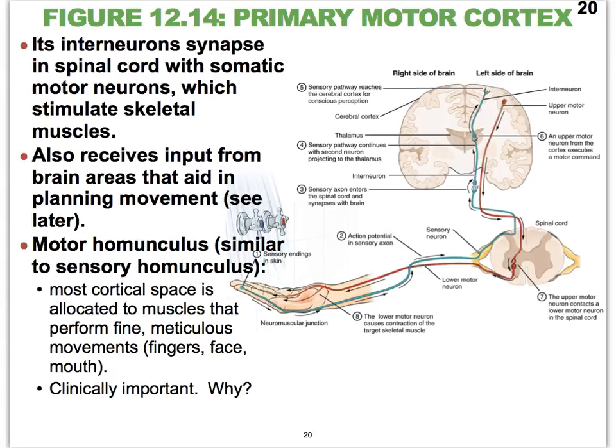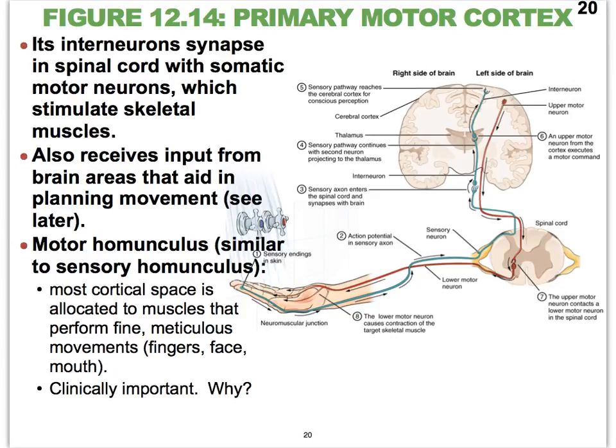Now, in order for these action potentials to fire from the primary motor cortex, we're going to also need help from areas that are involved in the planning of the movement. So we're going to see that association areas need to help out your sensory areas and your motor area, your primary areas, that is, so that the motor area can actually carry out its particular function of making skeletal muscles contract.